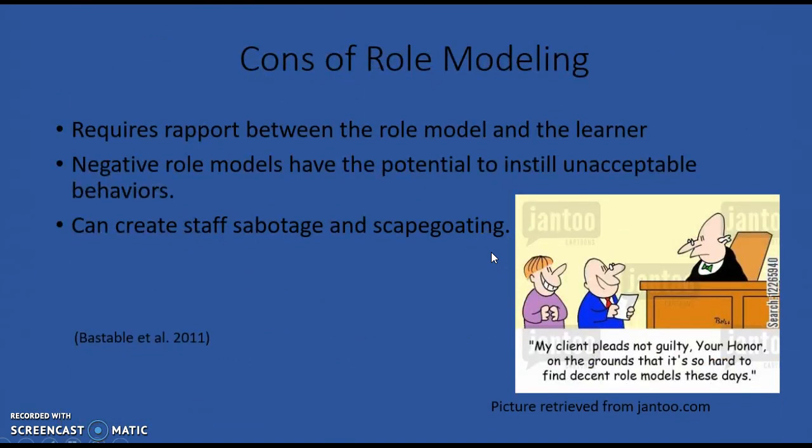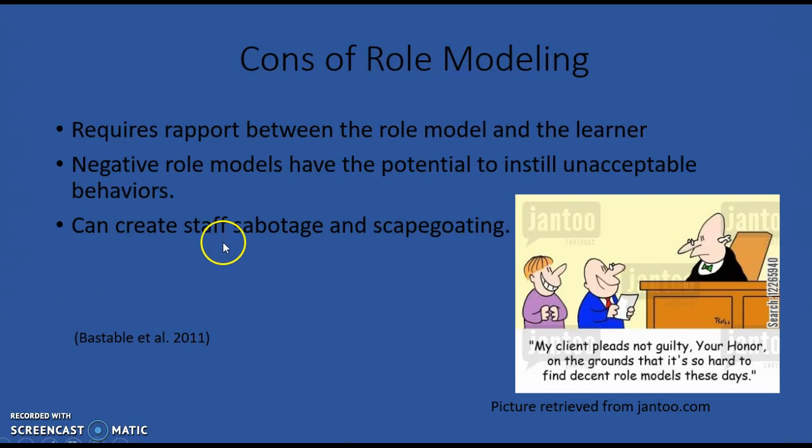Cons of role modeling. So this requires a rapport between the role model and the learner, okay? Obviously, if you have somebody that's a new hire and is coming in and is not really sure where somebody might be in their career, if they don't really have their attributes or their accomplishments well known, it might actually be harder for somebody to say, well, so-and-so told me to do it this way, but who is he, then you have a hard time of establishing that rapport, okay?